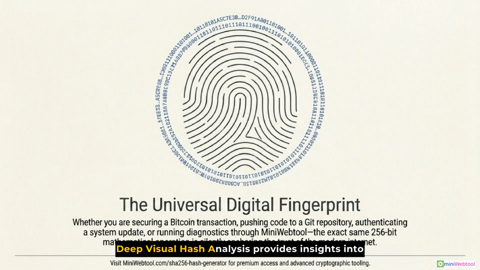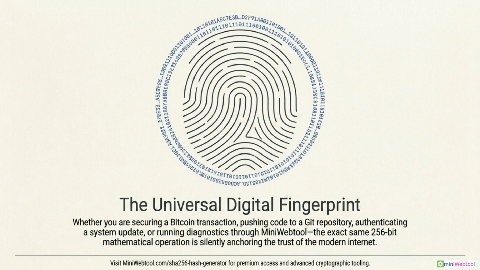Deep visual hash analysis provides insights into the cryptographic output, including input statistics, clear segmentation of the 64-character hash, character distribution analysis, and binary visualization to demonstrate randomness.